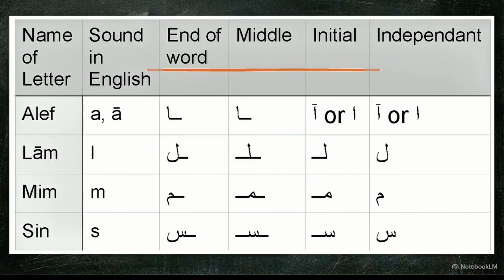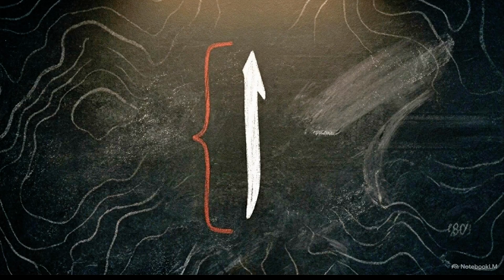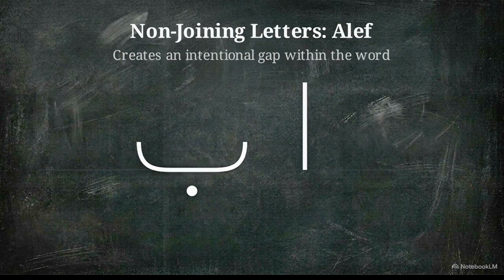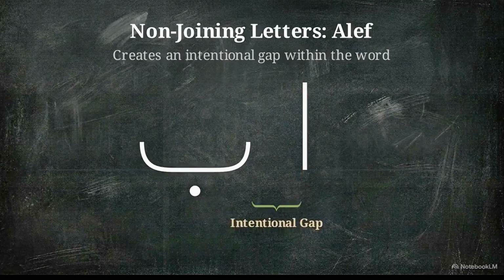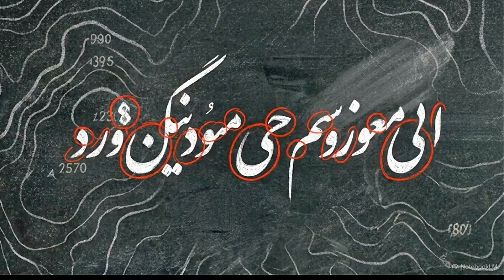Letters change shape based on their position: beginning, middle, or end. Take sin. In the initial or middle position, it loses its long tail to connect to the next letter. There are also rebellious letters like aleph. It refuses to connect to the left, creating an intentional gap in the middle of a word you must expect. Reading Farsi is about recognizing these shifting anatomical parts and purposeful gaps, rather than memorizing a single shape for every letter.